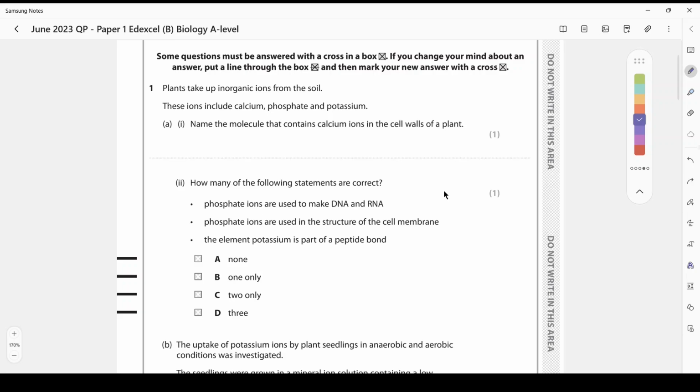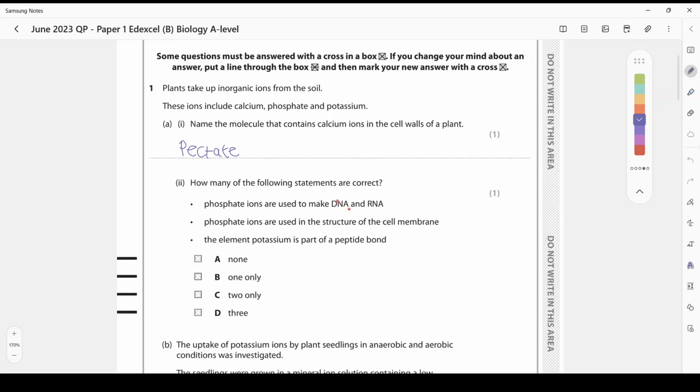Plants take up inorganic ions from the soil. These ions include calcium, phosphate, and potassium. A1. Name the molecule that contains calcium ions in the cell walls of the plant. So this would be calcium pectate. Let me just write pectate. So this material is found in the middle lamellae.